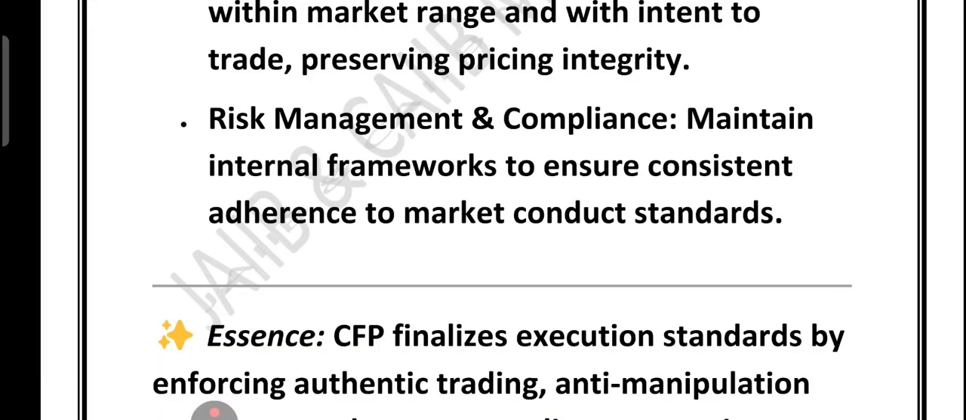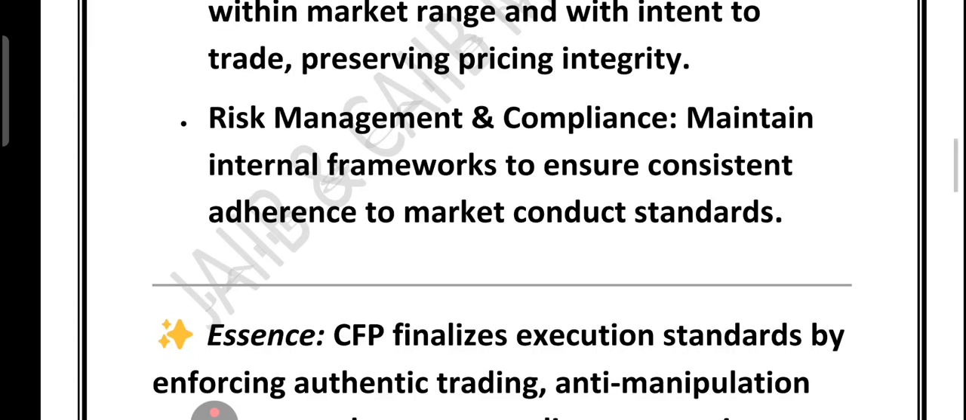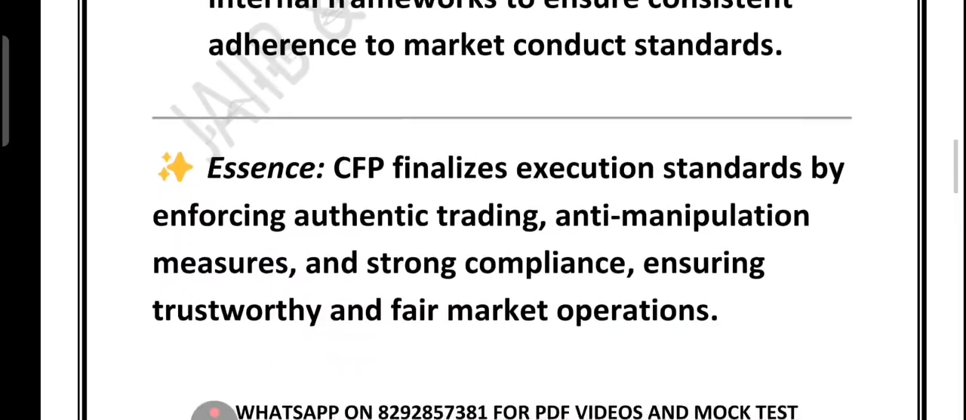Every firm must have an internal framework and controls to ensure consistent adherence to this market conduct standard. So in short, we can say the CFP finalized execution standard to enforce authentic trading, prevent manipulation and maintain strong compliance, guaranteeing fair, reliable and trustworthy market operation.